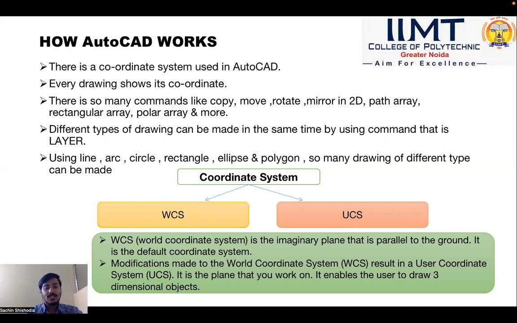The coordinate system basically includes WCS and UCS. One is the World Coordinate System. It is the imaginary plane that is parallel to the ground, and it is the default coordinate system. Next is the modification. The modification of the World Coordinate System results in the User Coordinate System. The User Coordinate System basically enables users to draw three-dimensional objects.